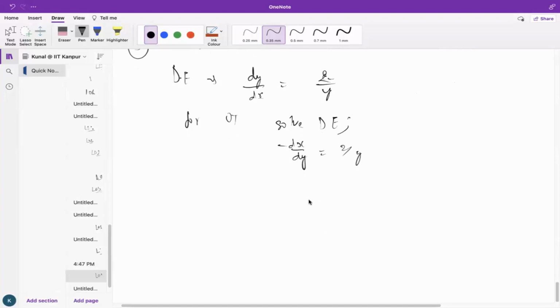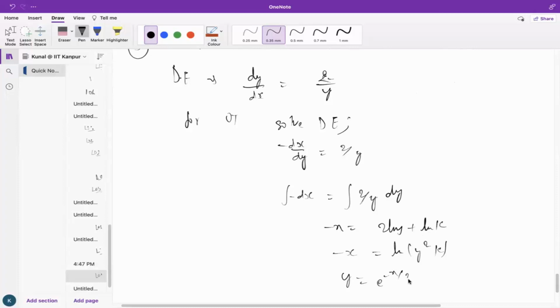So what will we get from here? We will get the integration of minus dx equals 2 by y dy. So minus x is equal to 2 ln y plus ln k. So we will get minus x is equal to ln of y square k. So we will get y is equal to e to the power minus x by 2c. So these are the things that we have to keep in mind. Okay, I hope this was clear to you. Now, let's move on to the next problem.